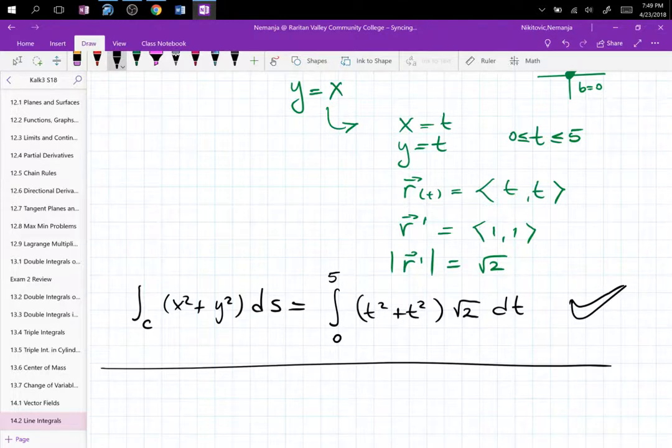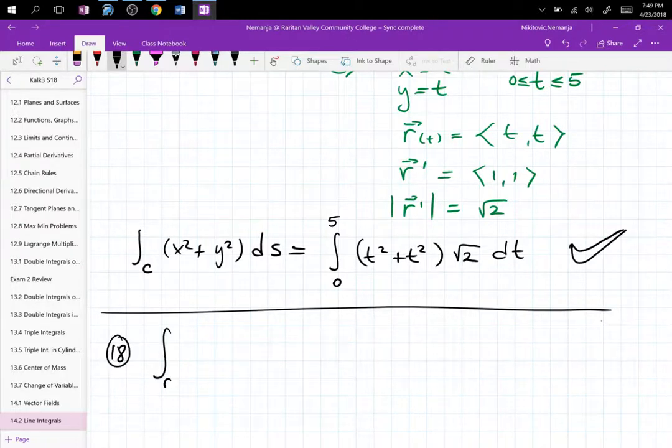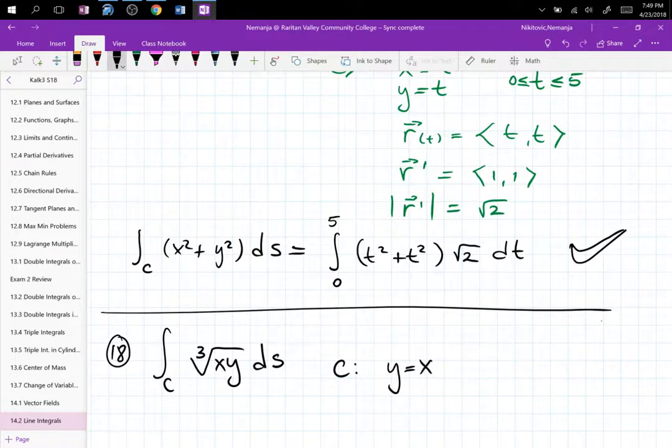Let's take a look at some other parameterization. Problem 18 has y equals x squared. All right, so let's take a look at that one. We are supposed to evaluate the line integral of the cube root of xy ds, where C is the curve y equals x squared, and x goes from 0 to 1.